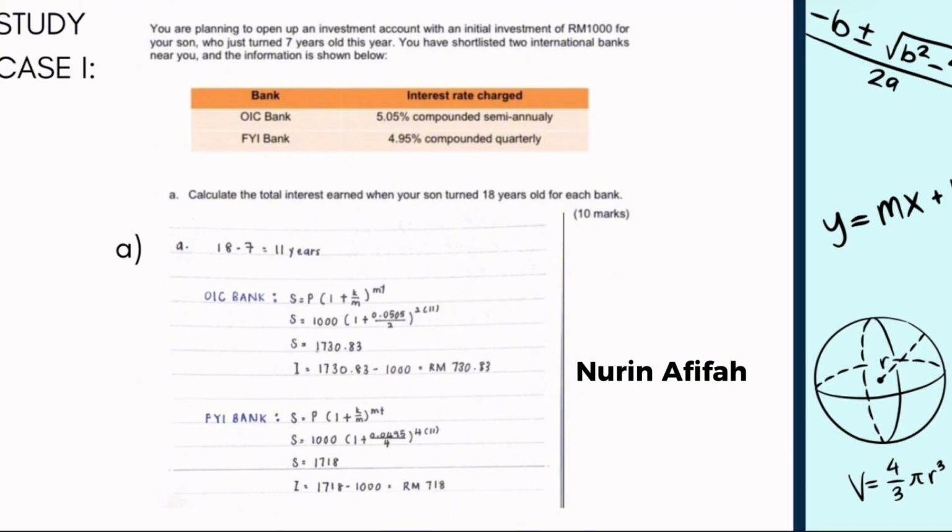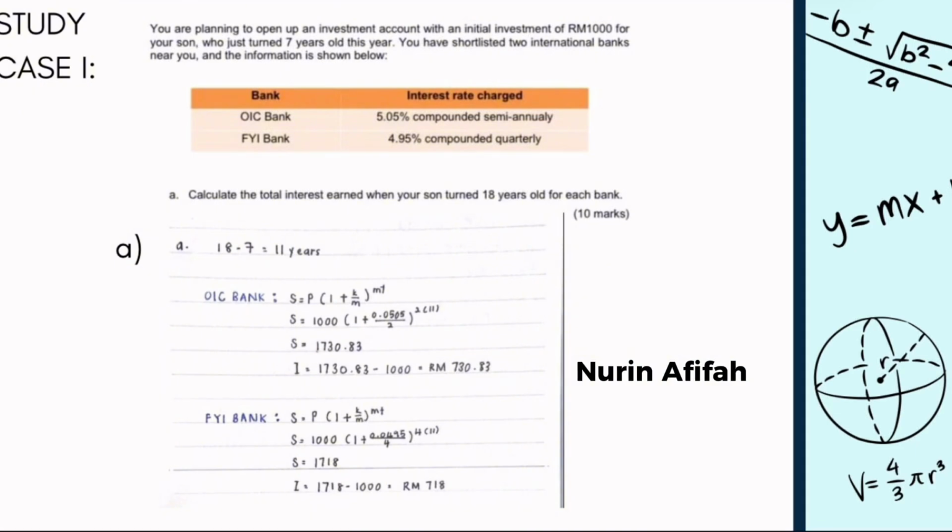So it will be S equals 100,000, bracket 1 plus 0.0505 over 2, bracket power 22. Then, after calculating, I get 173,083. To get the interest, we have to minus it with 100,000 ringgit, which gives 73,083 ringgit. That is for OIC Bank.